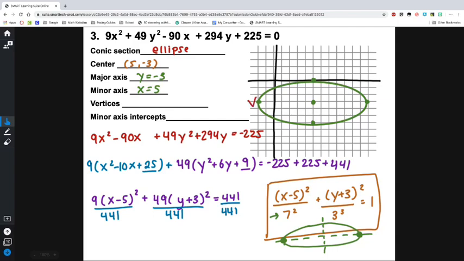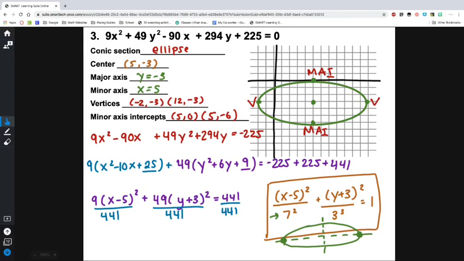Okay, that's our ellipse. So the last two things are the vertices and the minor axis intercepts. This is a vertex, this is a vertex, this is a minor axis intercept, this is a minor axis intercept. So our two vertices are the points negative 2, negative 3, and 12, negative 3. And the minor axis intercepts are the points 5, 0, and 5, negative 6. And that is our ellipse.